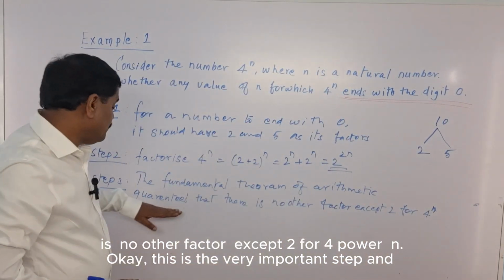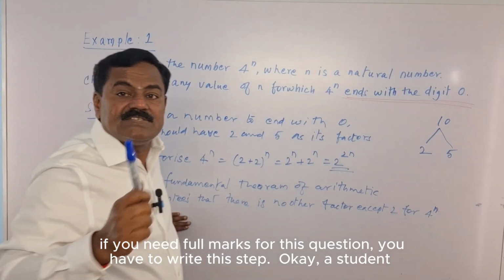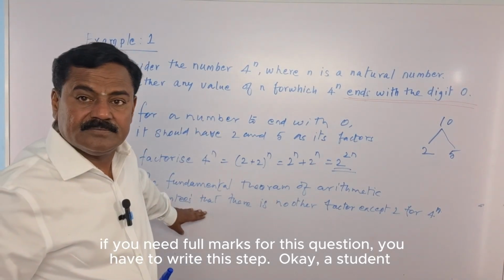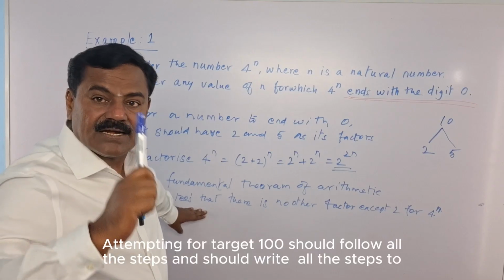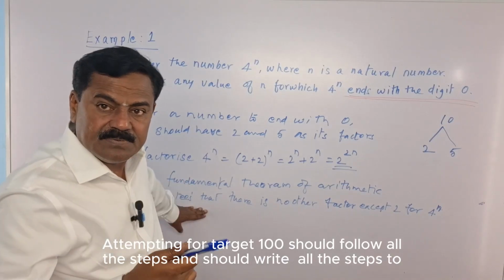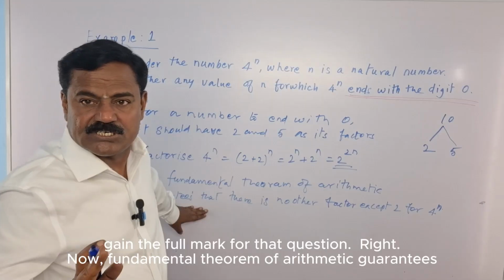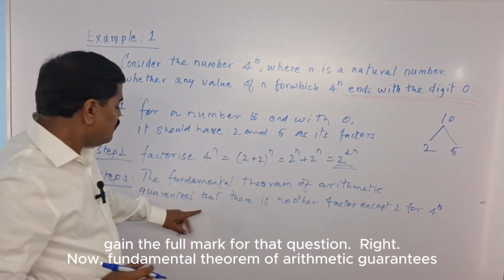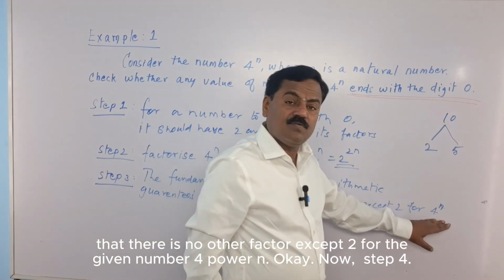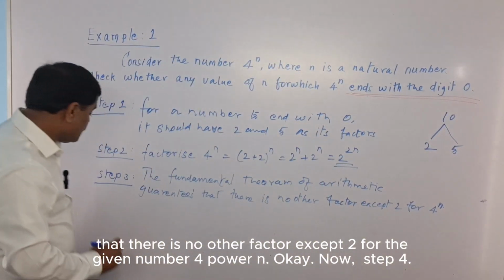This is a very important step, and if you need full marks for this question, you have to write this step. A student attempting for target 100 should follow all the steps and write all the steps to gain the full mark for that question. Now, the fundamental theorem of arithmetic guarantees that there is no other factor except 2 for the given number 4 power n. Now step 4.